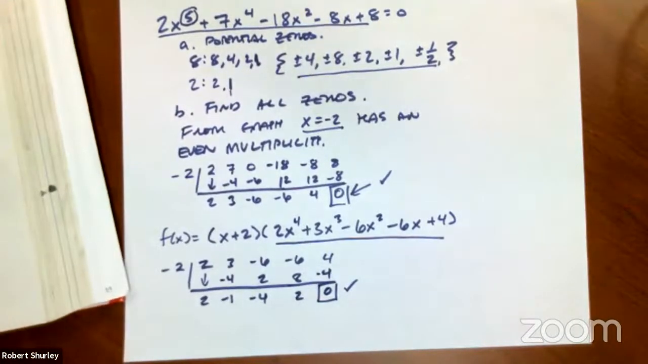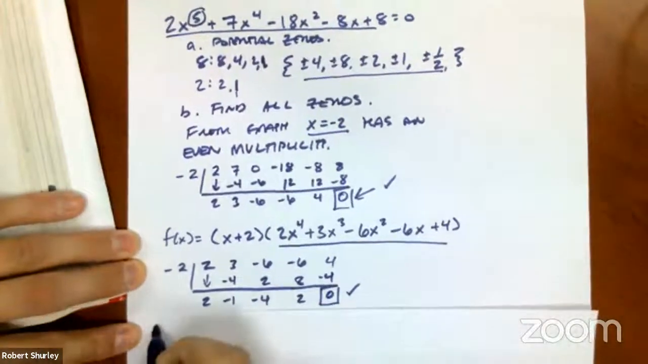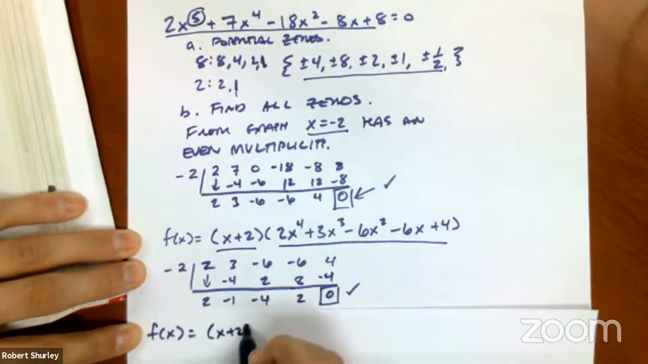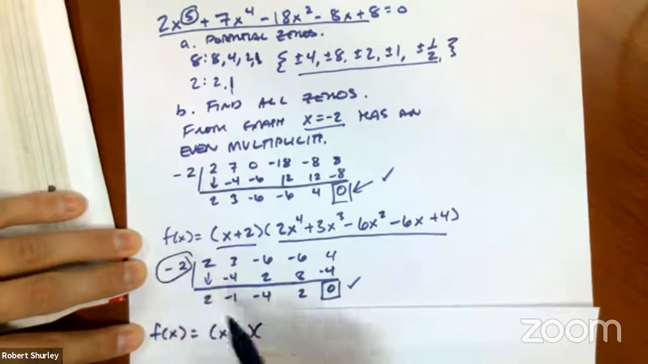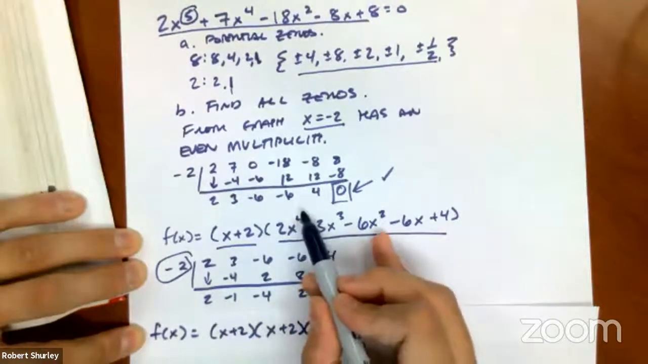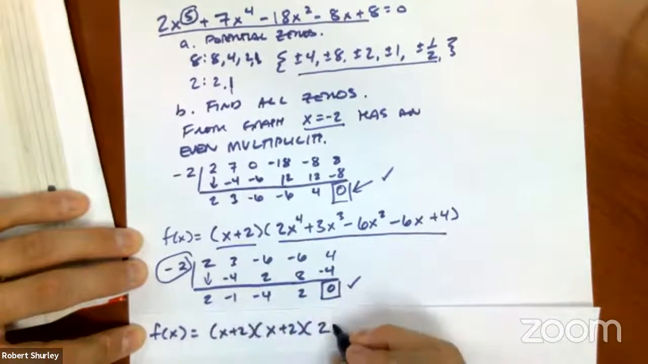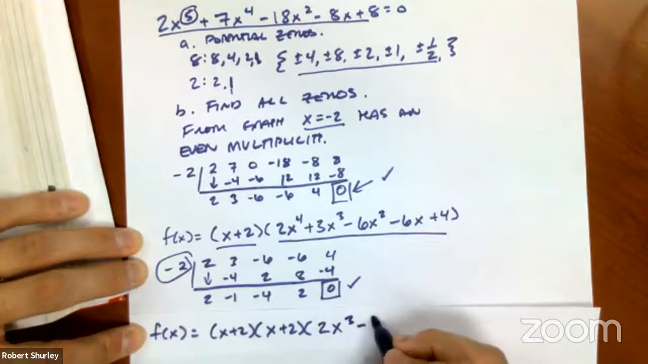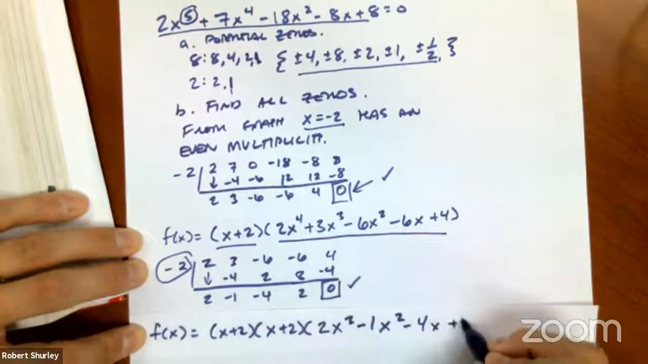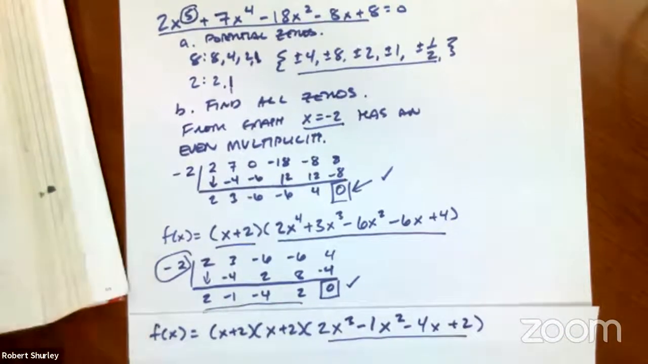But let's see now where we're at. I'm going to have to pull in another piece of paper. Okay. Where we're at now, same function. We already took this x plus 2 out. We've taken another x plus 2 out. And we're left with, now look, we had a 4th degree. We took out a 0. We're left with a 3rd degree now. 2x cubed minus 1x squared minus 4x plus 2. Okay, this came from right here.